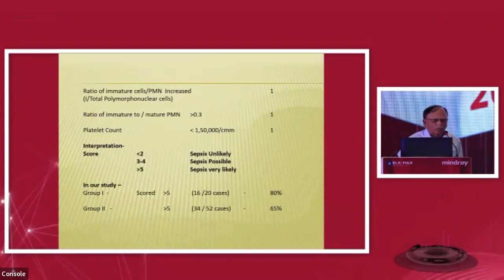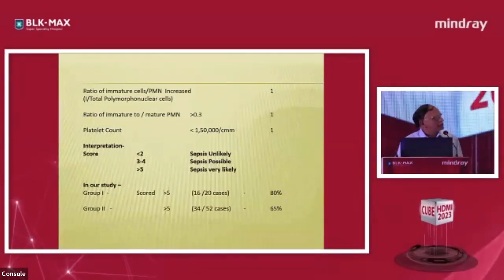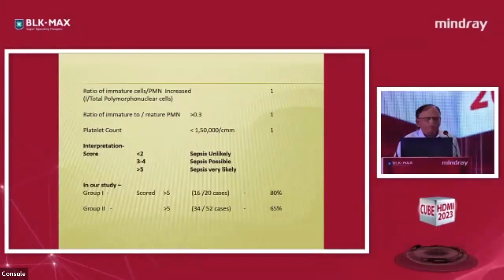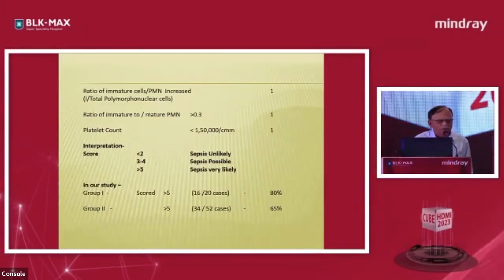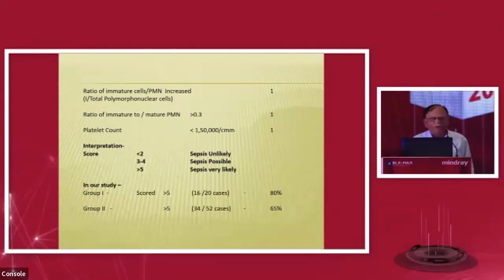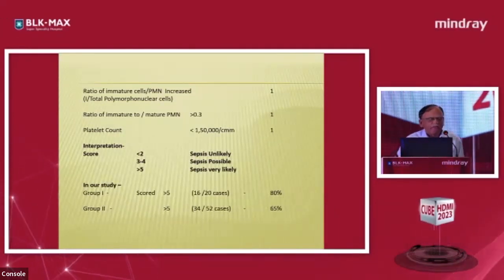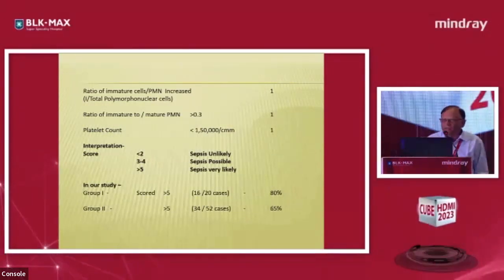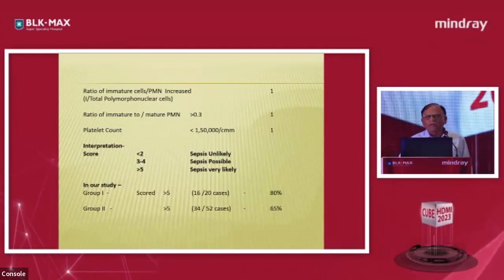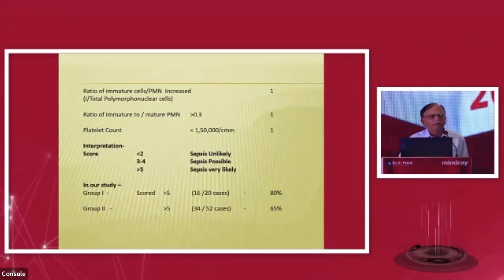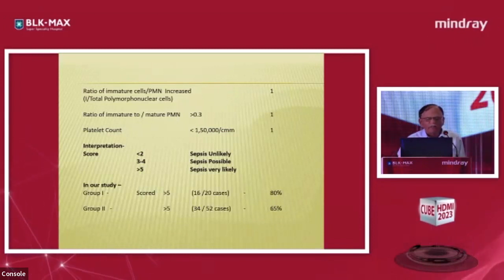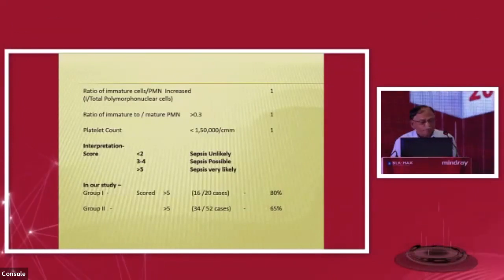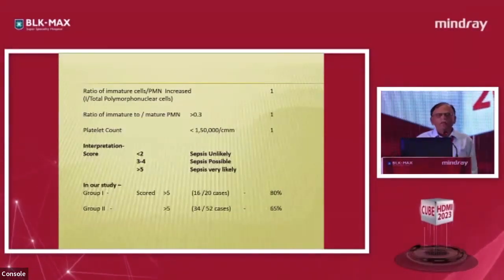And interpretation of the scoring system, if the score is less than 2, sepsis is unlikely. If the score is between 3 and 4, sepsis is possible, and if the score is more than 5, sepsis is very likely. In our study, group 1, that is culture positive cases, out of 20, 16 scored more than 5. That is nearly 80% of the patients. And in group 2, that is 52 cases, 34 out of 52 scored more than 5.